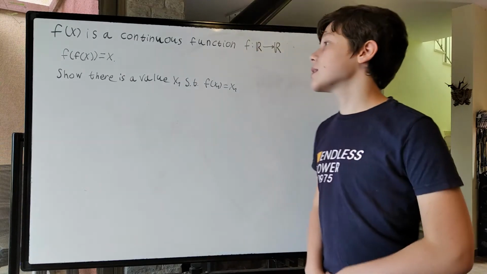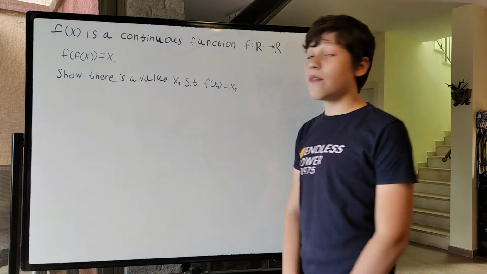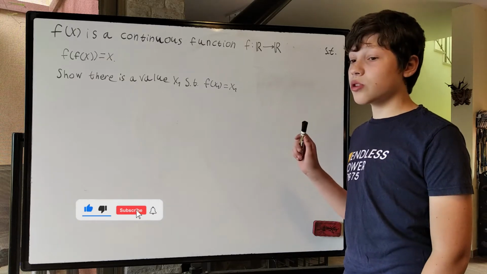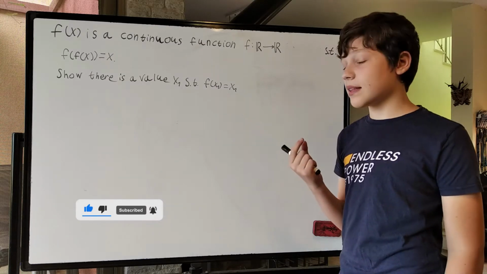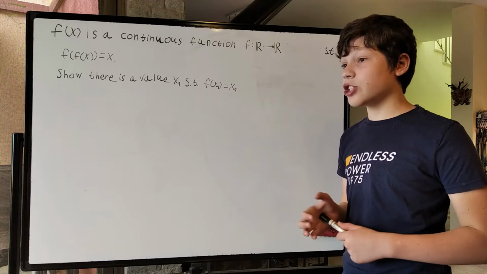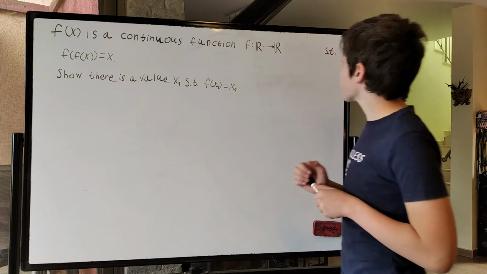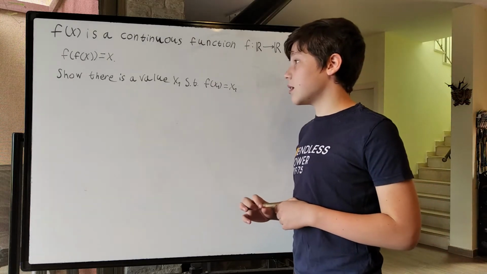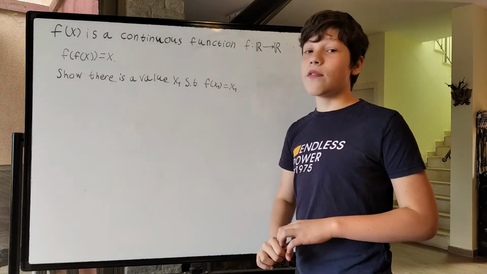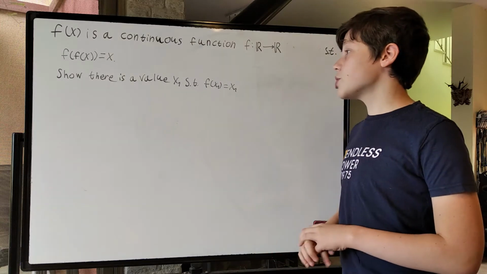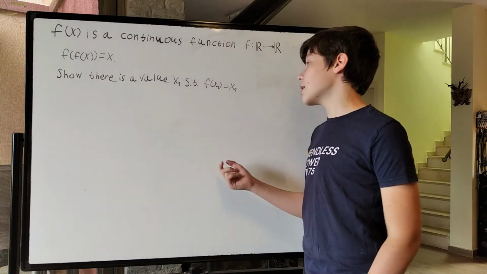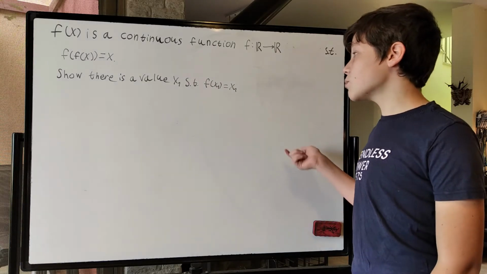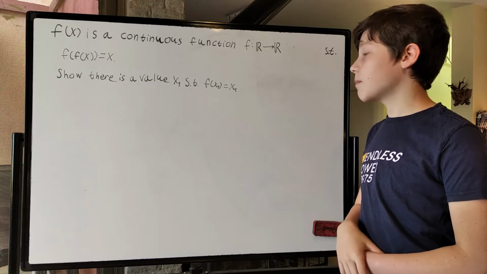Today we're going to look at this problem. So we have f of x is a continuous function from the real numbers to the real numbers. It is important that it shouldn't work for any complex numbers, such that f of x is x. We need to show that there is a certain value, let's say x1, such that f of x1 is x1.